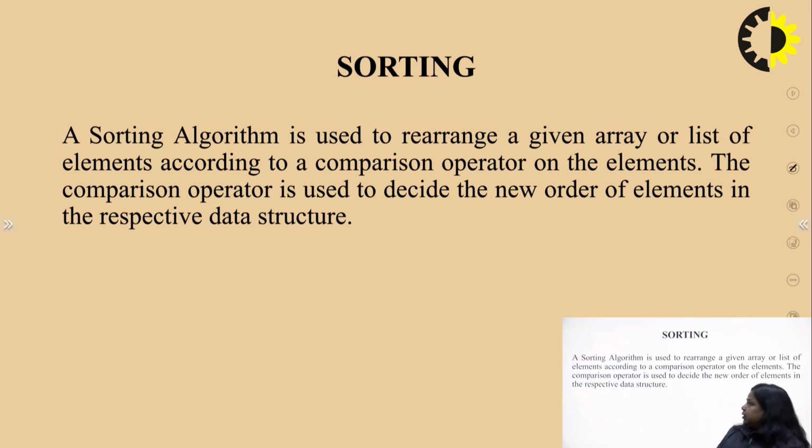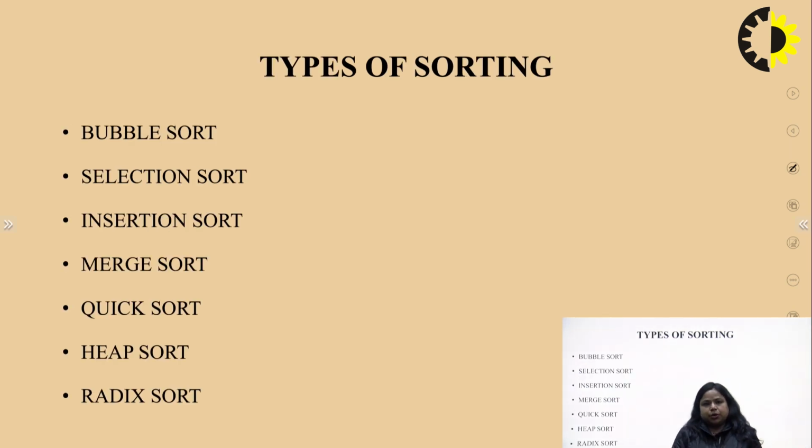We have to use the comparison operator to decide the new order of the elements in the respective data structure. As we all know, there are 7 to 8 types of sorting, but in this video lecture we are going to talk about only heap sort. This is the list of the various types of sorting, and here we are going to discuss one algorithm, which is called heap sort.